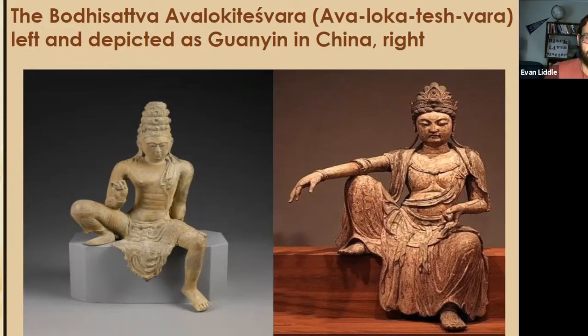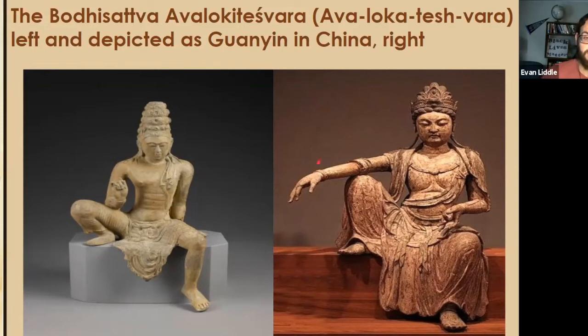Another really good one is this, two images of the same person. On the left is the Bodhisattva Avalokiteshvara, who is one of the main bodhisattvas of compassion. And in some Buddhist texts, he's actually the creator of the world. It just depends on which school of Buddhism you're talking about. And on the right, you have Guan Yin, who is considered the key bodhisattva of compassion in Chinese Buddhism and other parts of East and Southeast Asian Buddhism.